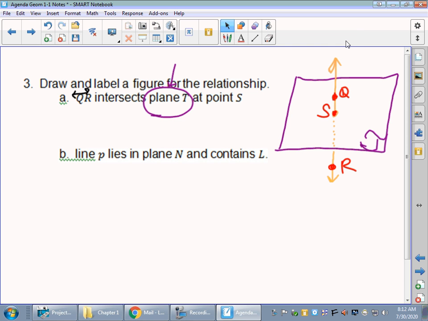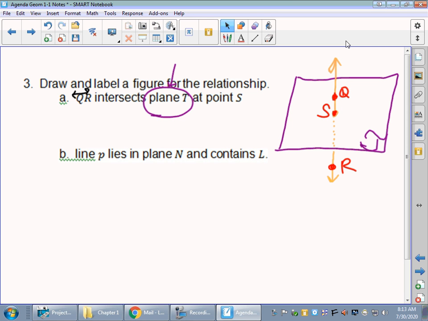Those are often the trickiest things for people to do because you've got to kind of figure it out. So again, my philosophy is start with the biggest thing, make a plane if you need a plane, then go to the line and how it fits. In that example, if I said that QR is coplanar to plane T, I would have just drawn it right on top of there within the bounds of plane T and put my points Q and R. So Q and R would actually be on plane T.